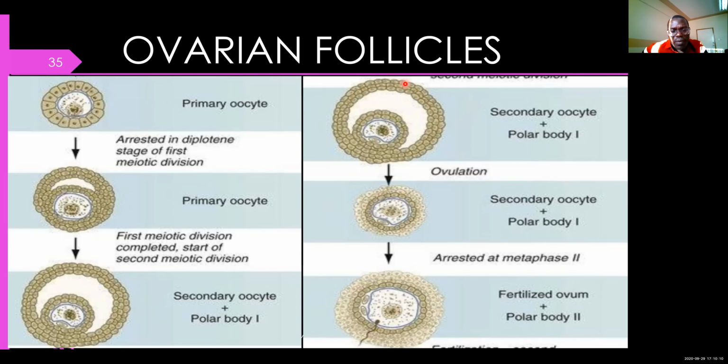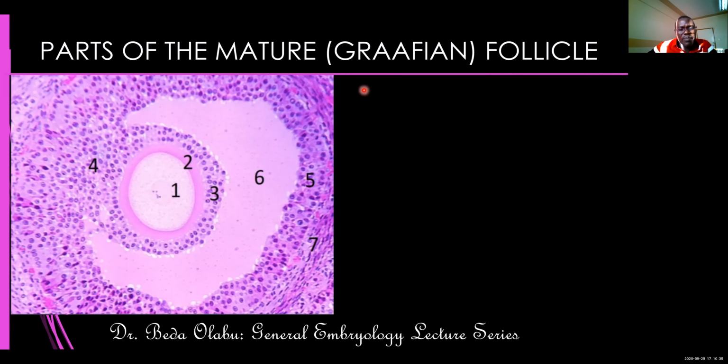Now follow with me here. This is mature follicle. When ovulation occurs, this is the part that is ovulated. That's the part that's ovulated. The others remain in the ovary. It's not ovulated. We are going to see what that becomes shortly. So let's name the parts of the mature follicle. The other name given to the mature follicle is Graafian follicle.